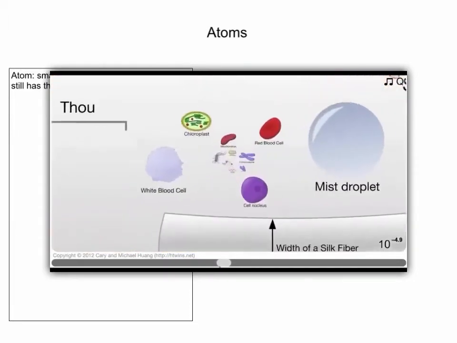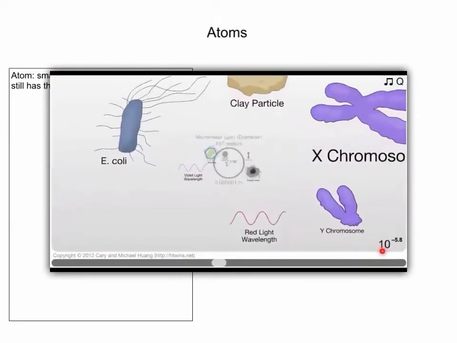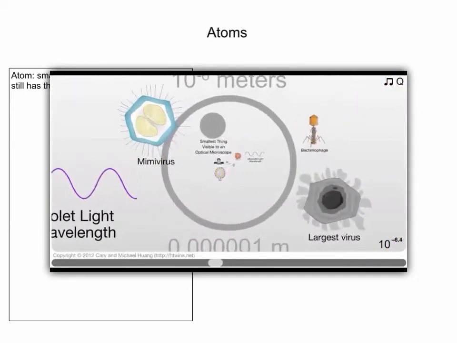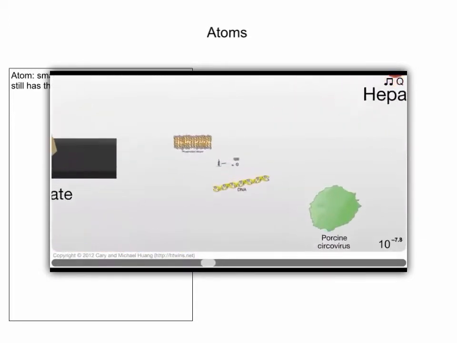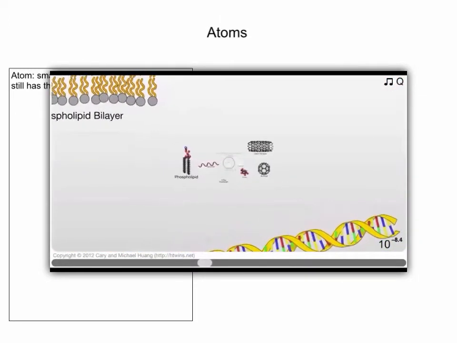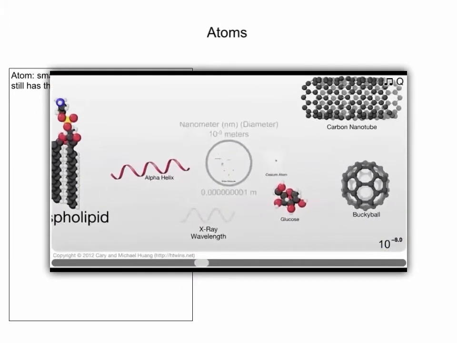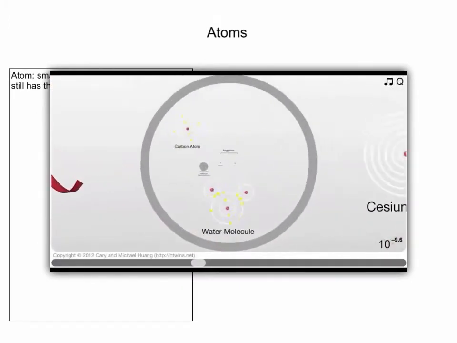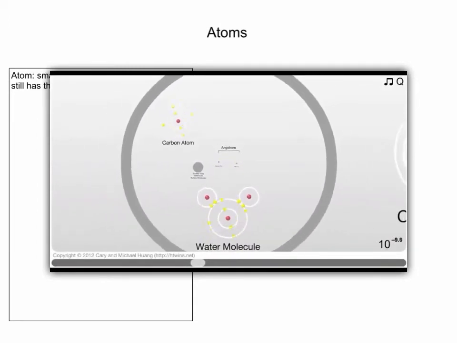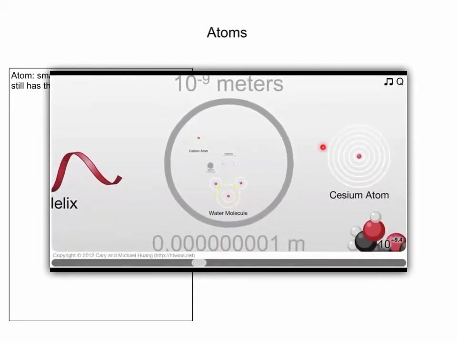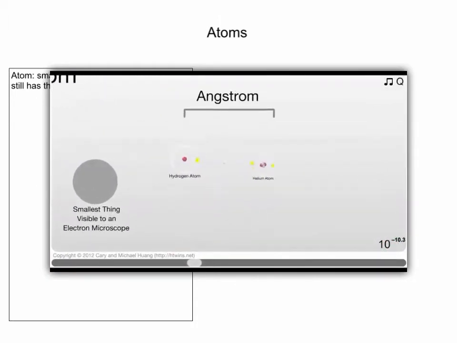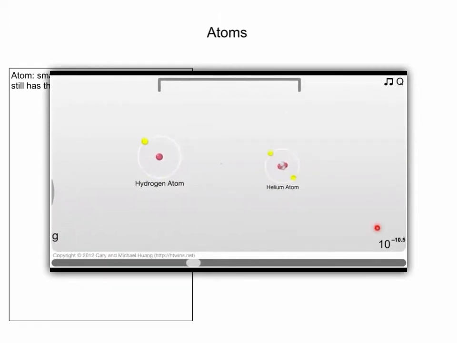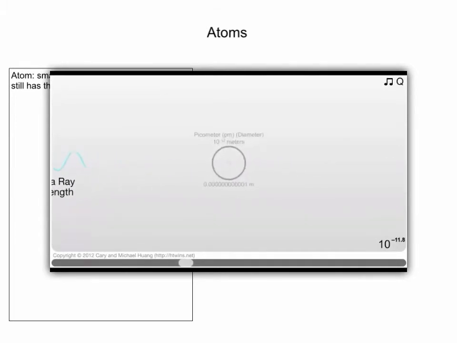Here we start to see skin cells as we get smaller and smaller, 10 to the negative 6th meters, which is a micrometer. This is 1/1,000,000th of a meter, and at this size we have the size of some large viruses, DNA, the cell phospholipid layers, carbon nanotubes, alpha helix, and now we're at 1/1,000,000,000th of a meter, 10 to the 9th, and we're starting to get the size of atoms and molecules. Here's a cesium atom. That's a very large atom, bigger than even a water molecule or a carbon atom. And then finally you get to an angstrom, which is about 10 to the negative 10th meters. That's going to be the size of the smallest atoms.